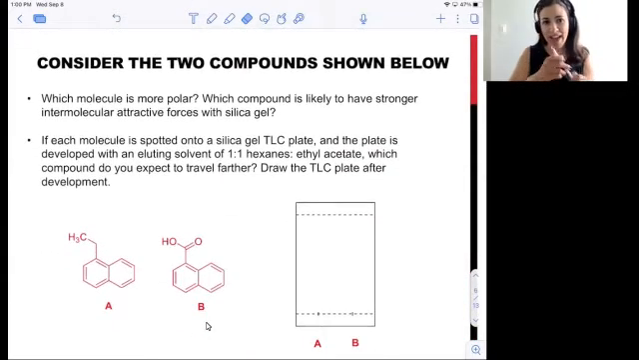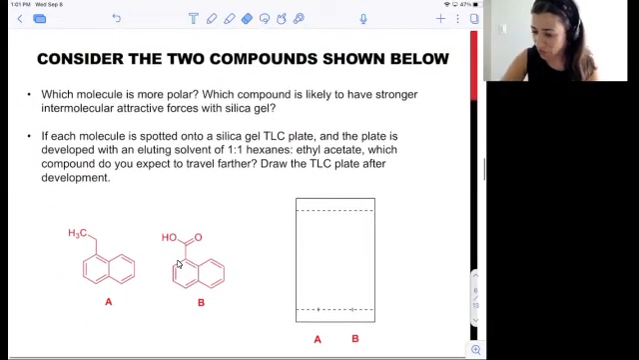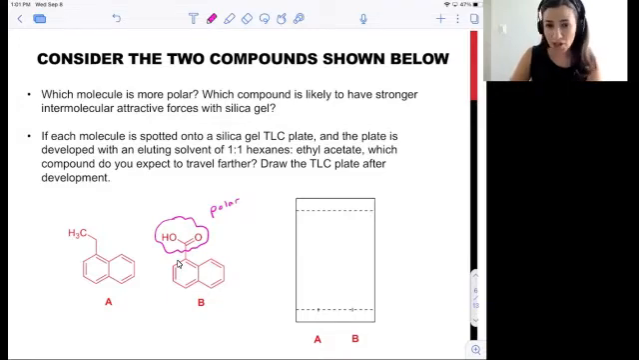So to put this into action, let's take a look at the molecules A and B here. So based on your knowledge of organic chemistry, ask yourself which one you expect to be polar relative to the other. And hopefully you've recognized that molecule B, which contains this carboxylic acid functional group, should be the more polar molecule. Molecule A is a simple hydrocarbon. It doesn't contain any hydrogen bonding functional groups.